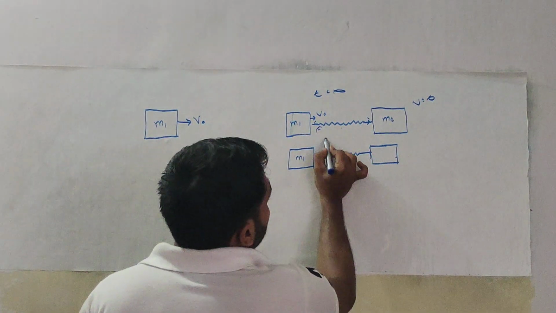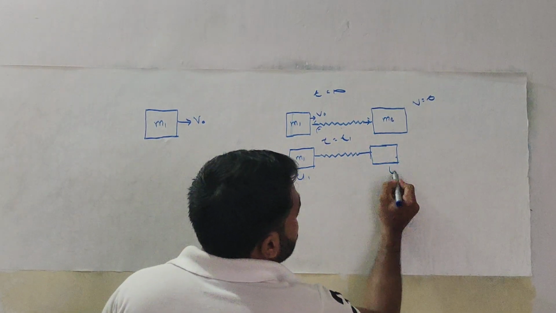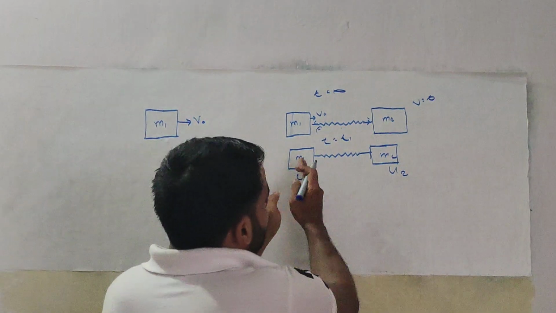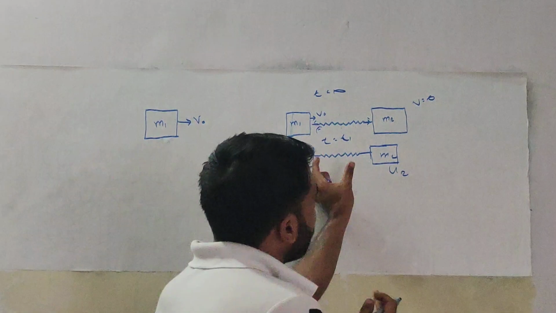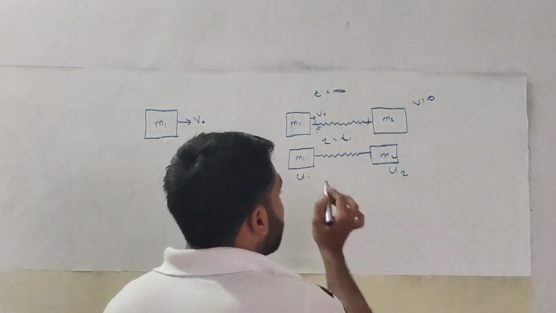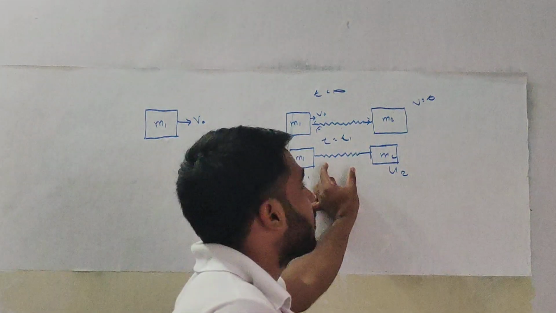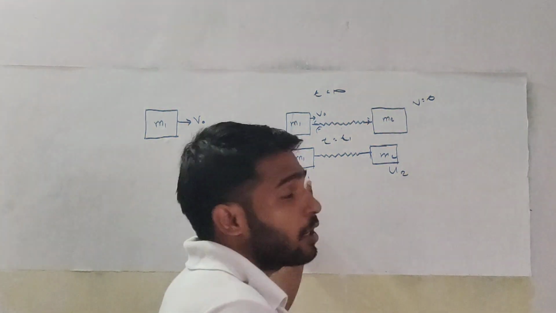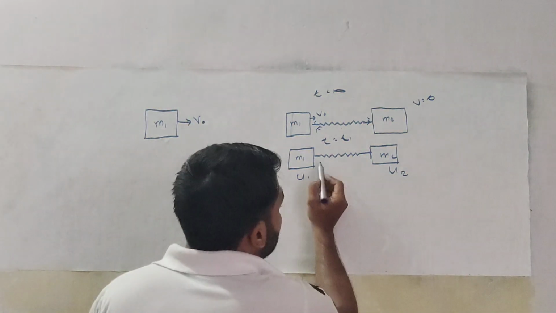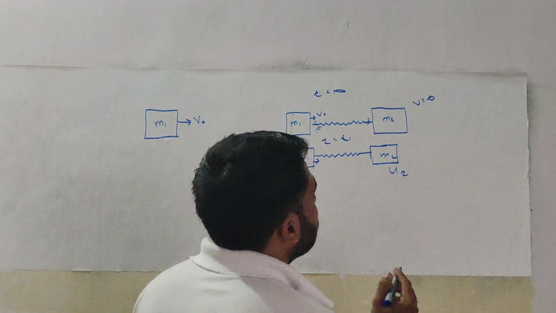Suppose at time t1 its velocity becomes u1 and the other block's velocity becomes u2. So then what will happen? That block will keep applying force on the spring as long as u1 is greater than u2. Why? Because if u1 is not greater than u2, then the length of the spring will not reduce. So as long as u1 is greater than u2, the length of the spring will keep reducing.